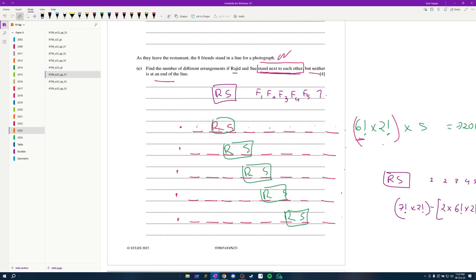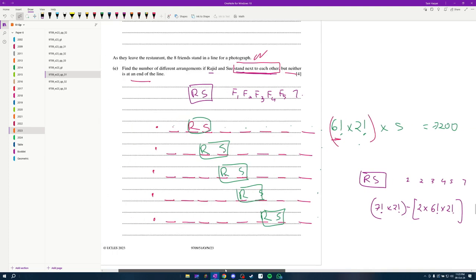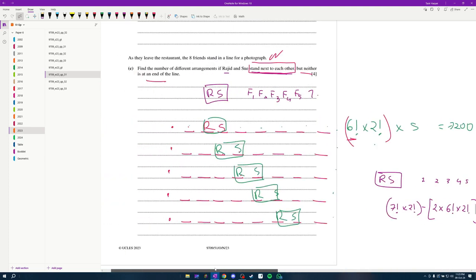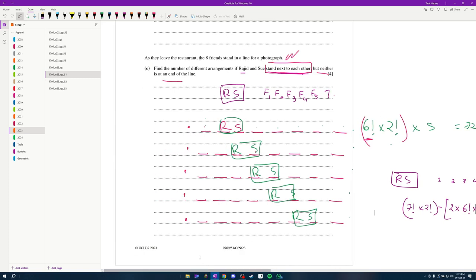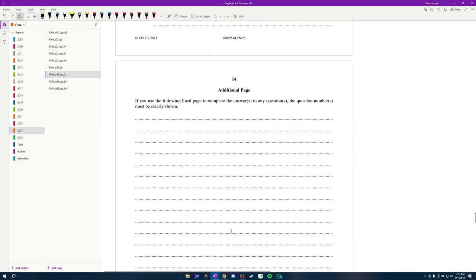Rajid and Sue are together, so they will move as a unit, but not at the ends. The first one and last one, they can't stand there. So they can take the 2nd and 3rd blank, 3rd and 4th, 4th and 5th, 5th and 6th, 6th and 7th, but they can't occupy the 8th one. So in total, 5 positions. Now for Rajid and Sue, there's a 2 factorial because they can interchange places. And for the other 6 friends, we have 6 factorial. So it's pretty straightforward. 6 factorial times 2 factorial times 5, which is 7,200. That's that. I prefer this method because you can visualize. In permutations and combinations, always try to visualize the arrangements. It will help you guys a lot, trust me.